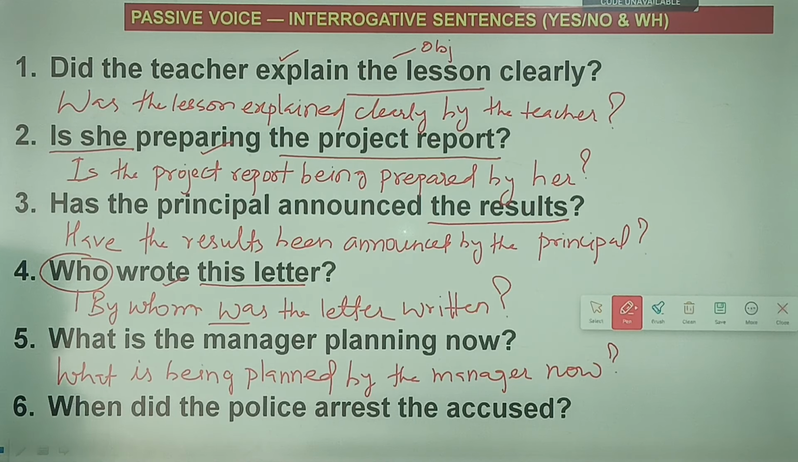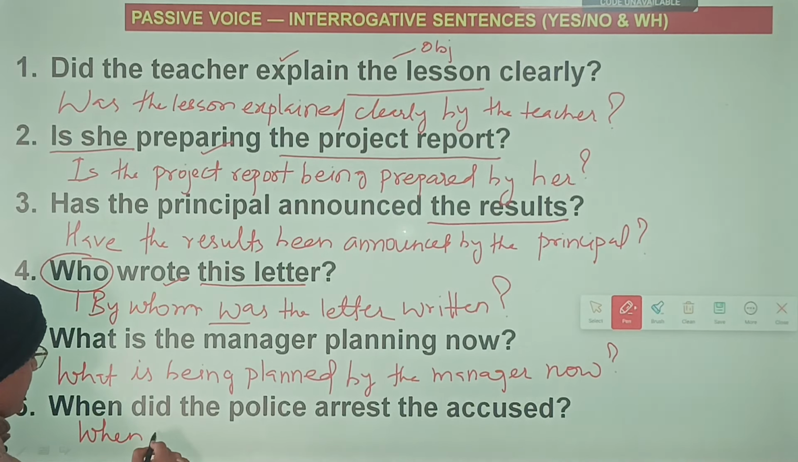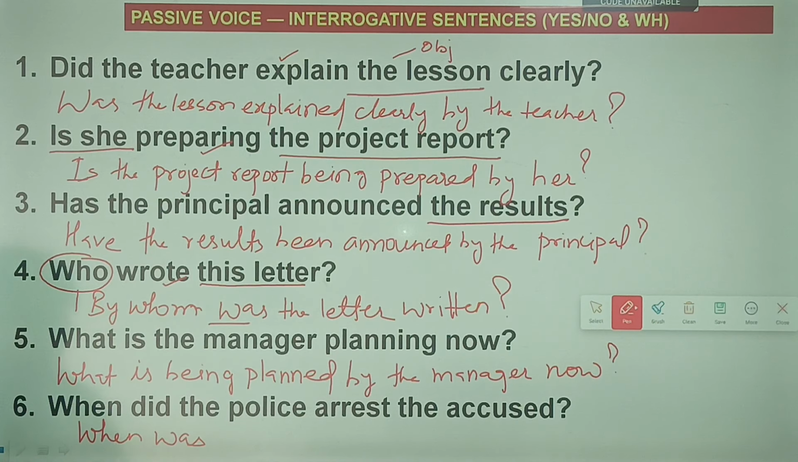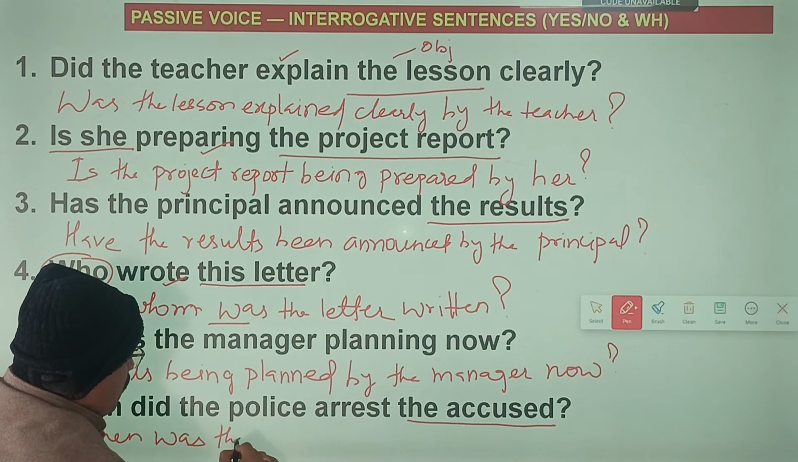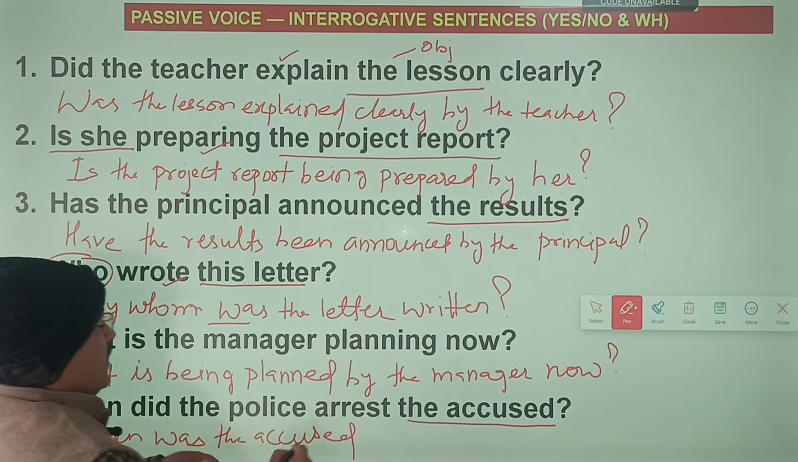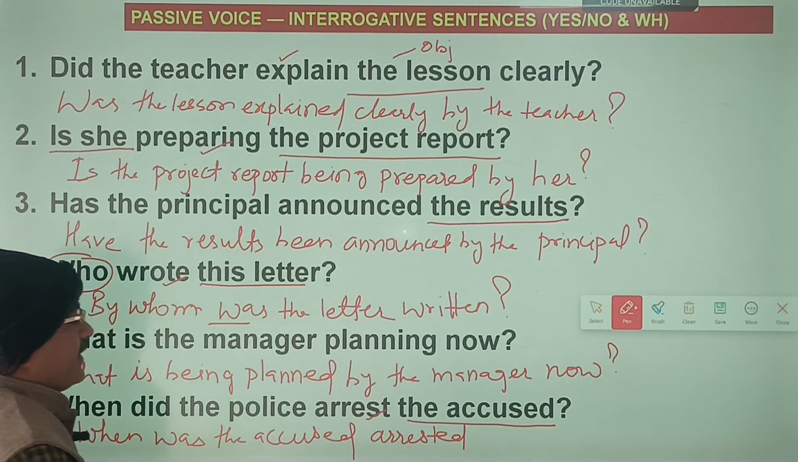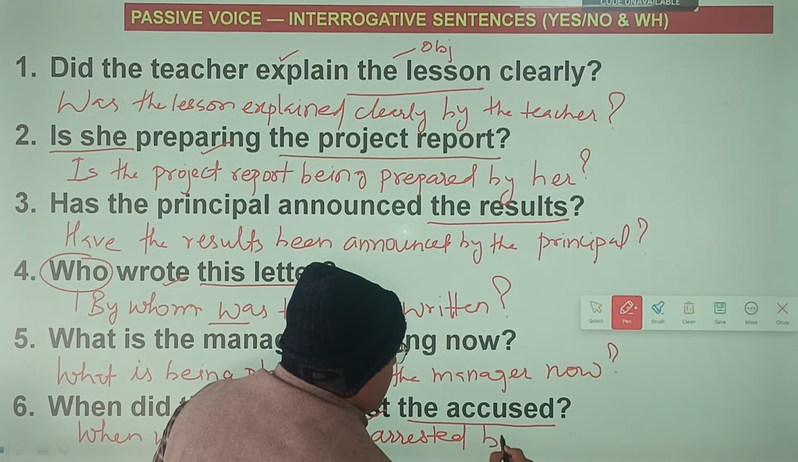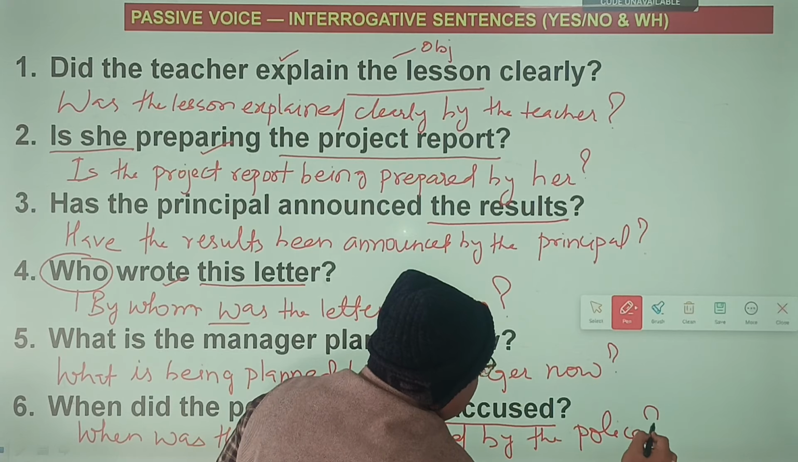When did the police arrest the accused? Start with the same WH. When, simple past, then "was" in passive. When was... Object is what? The accused. When was the accused arrested? Arrest will change into V3, arrested. By whom? At the end, by the police. Yes or no?